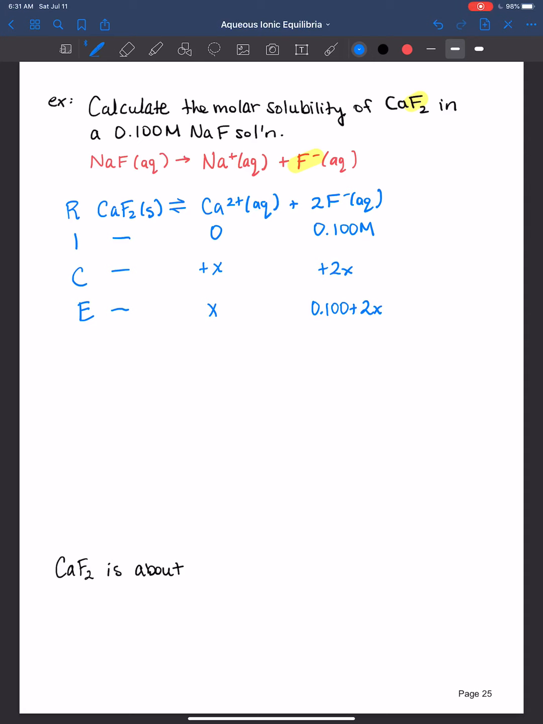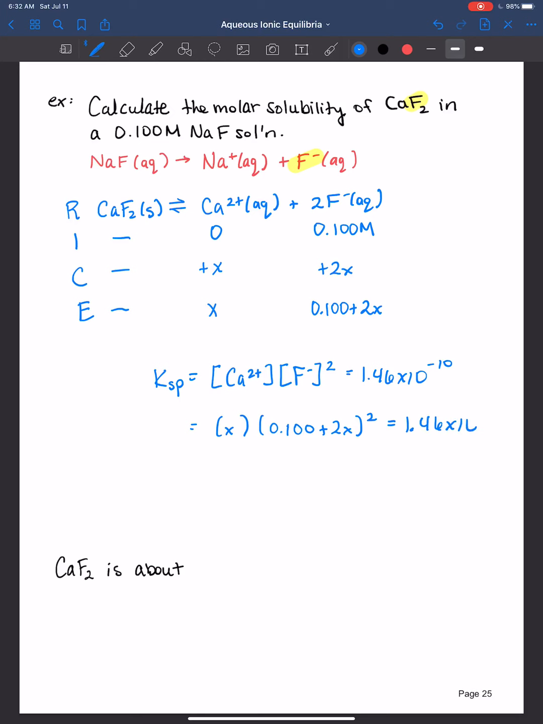Now we want to figure out what x is. That's the molar solubility. That's our goal here. And that is equal to the concentration of calcium times the concentration of fluoride to the second power is equal to 1.46 times 10 to the negative 10th. This is equal to x times 0.100 plus 2x squared is equal to 1.46 times 10 to the negative 10th.